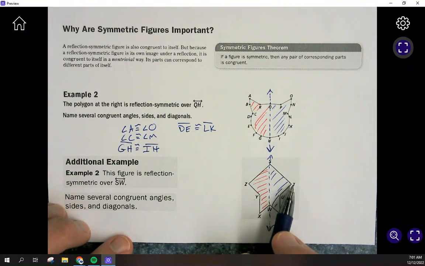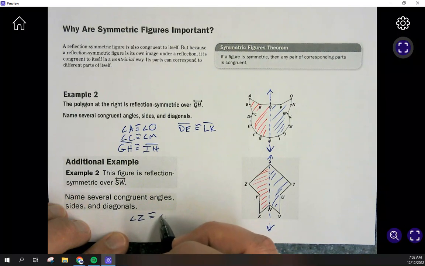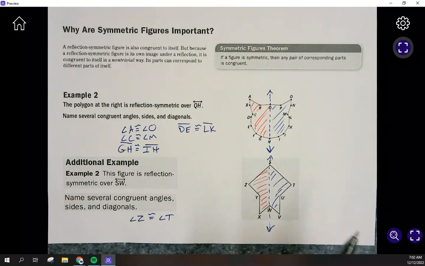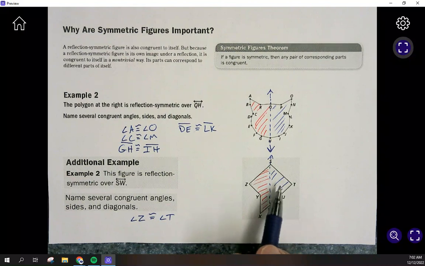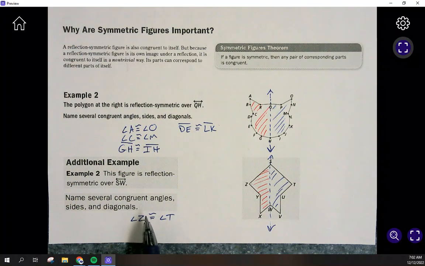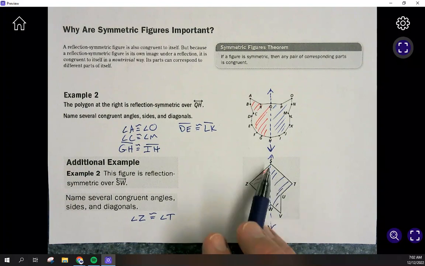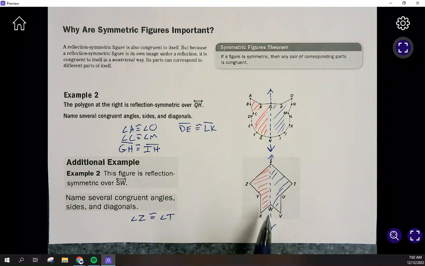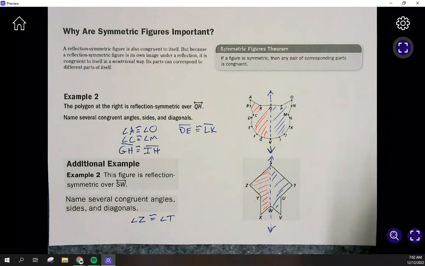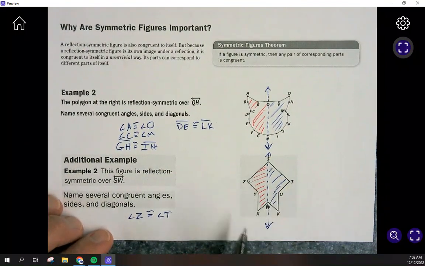So angle Z is congruent to angle T. Remember, you would say equals if you actually had the measure. If this is 60 and this is 60, you'll say they're equal. We don't know the actual angle measurements, but we do know that they're the same size. So that's congruence as opposed to equality. Since we don't know the measurement, we can't say they're equal, but we do know, since this is reflection symmetric over this line, that they're the same size. So we can say that they are congruent. Equal is talking about an exact measurement. Congruence is just talking about they are the same size.